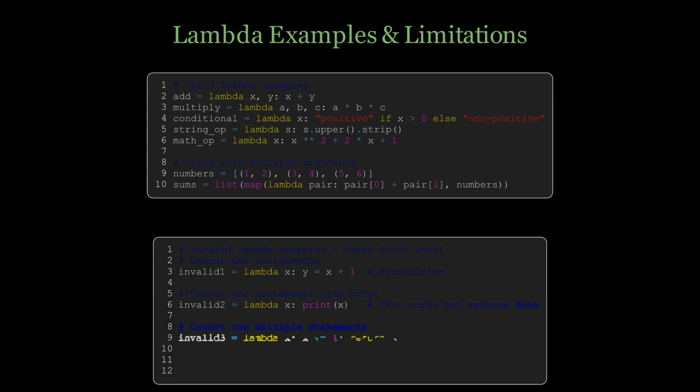Now here's what you cannot do with lambdas. No variable assignments, no loops, no multiple statements. While you can call print, it returns None, which is rarely what you want. These limitations keep lambdas simple and focused.